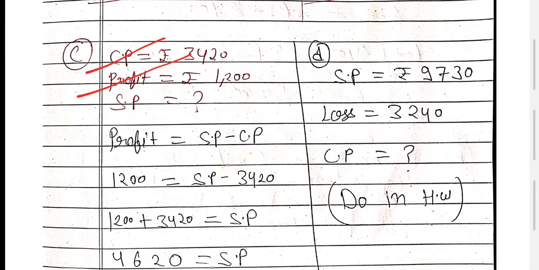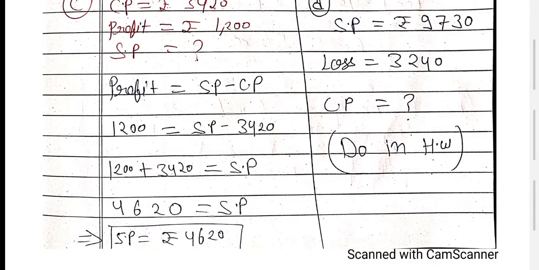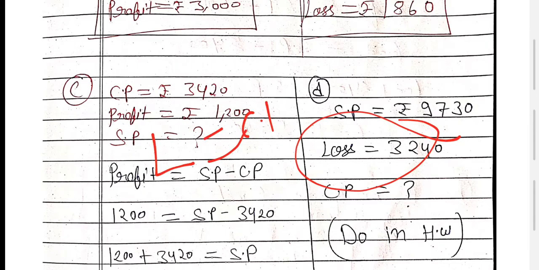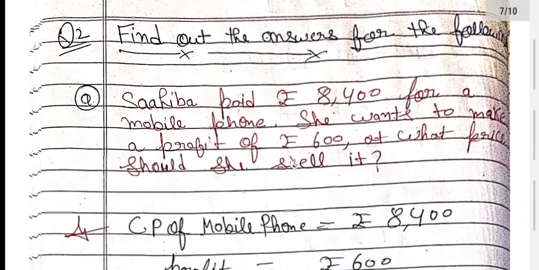Now CP you have, profit you have, you have to find the SP. So the profit is given, just write the formula of profit. Profit is equal to SP minus CP, put the value. Now to find the value of SP, you make it alone, this number goes to that side, its sign will be changed, it becomes positive. When you add, it becomes 4620. So what is the SP? 4620. Similarly, the next part you have to do by yourself as homework. SP is given, loss is given, CP you have to find out. So loss is given, just write the formula of loss first, CP minus SP, then put the value and make the CP alone, and you will get your answer.